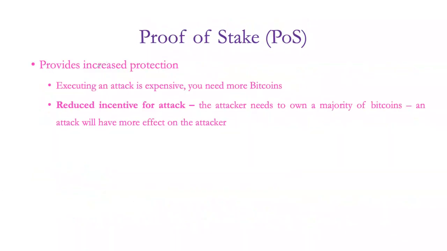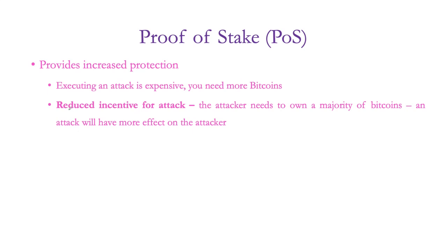So, as said, proof of stake provides increased protection because those who want to become miners must hold some kind of digital coins. That gives security and protection to your network, because executing an attack is very expensive in that case, since more of their coins should be put into the stake. So you need more bitcoins for that.